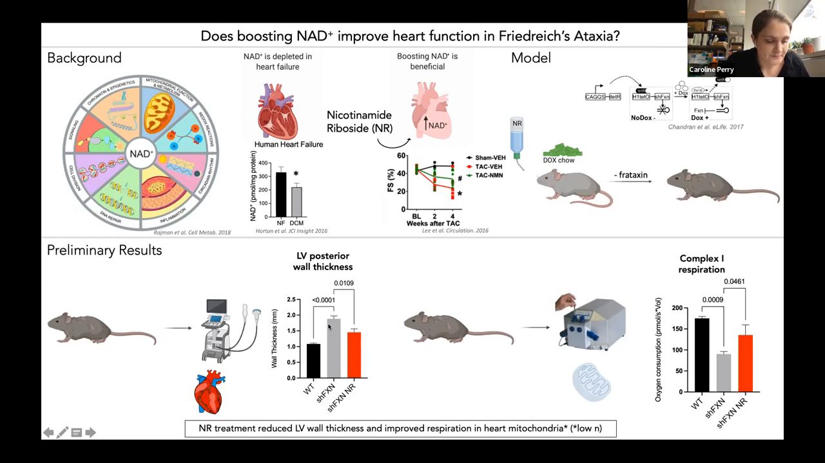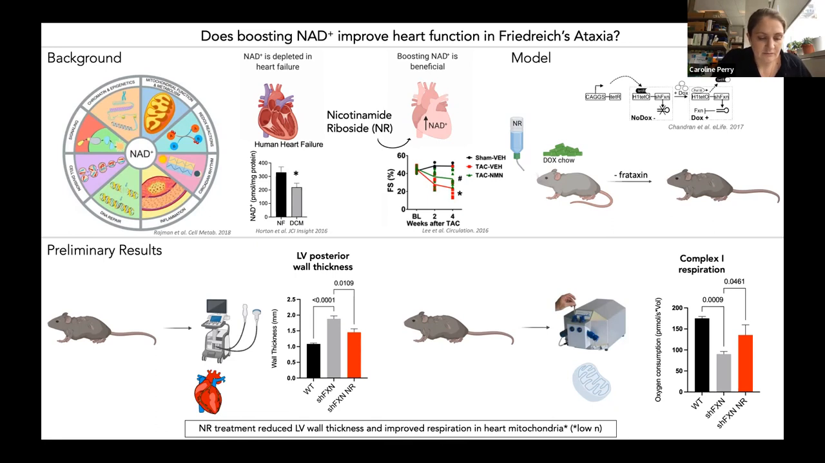indicating the development of hypertrophy. While we need to repeat the study with a higher number of mice for a definitive conclusion, our preliminary data indicates that in the NR-treated mice, the wall thickness is reduced and much closer to wild type, which could suggest that NR is reducing or slowing the development of hypertrophy in these mice. That's indicated in the red bar here. And so this was really, really exciting for us to observe. And we were curious in exploring why that might be the case.